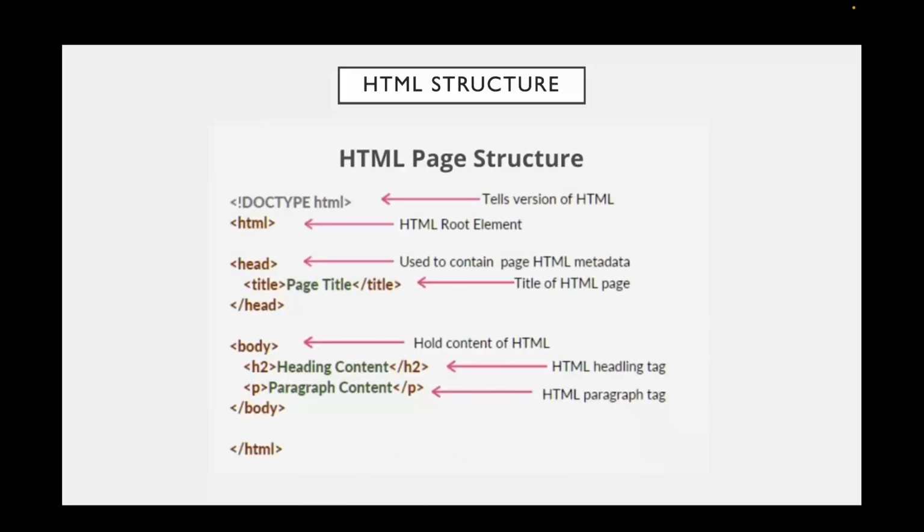So this is the basic HTML structure. It starts with the doctype that tells the version of HTML, and then the root element and some metadata that includes head, title, and so on. And next is the body section where we will include some kind of HTML tags within it, and then the closing element of HTML.